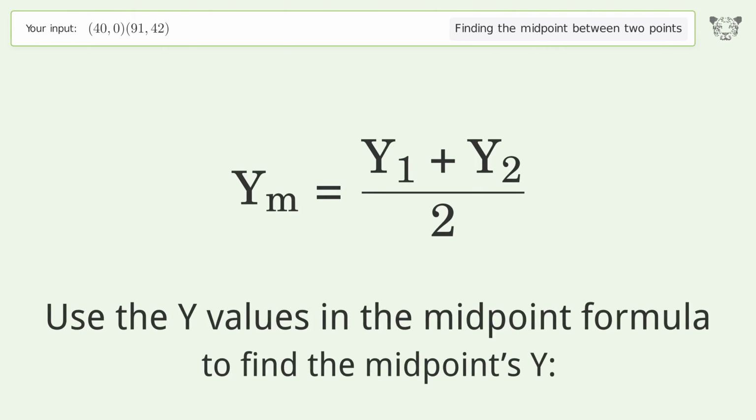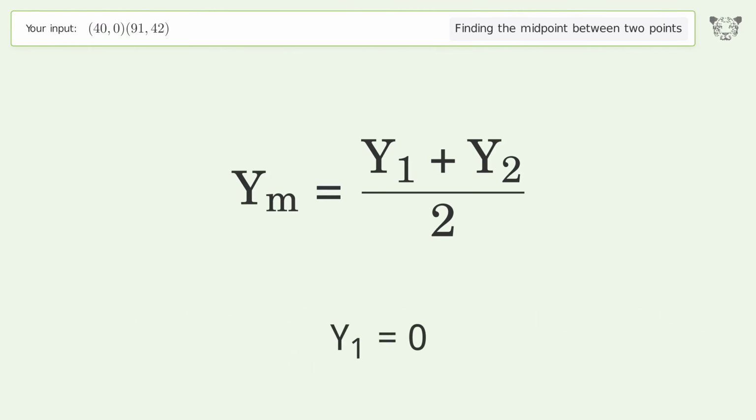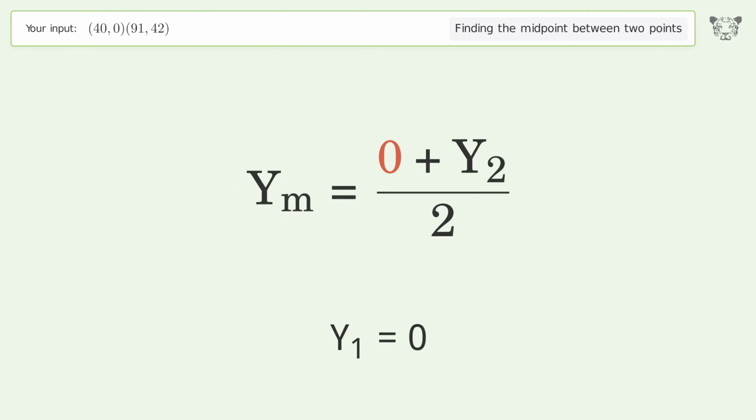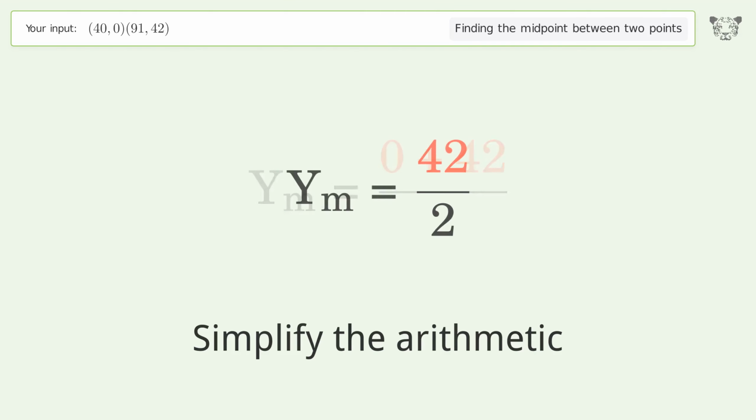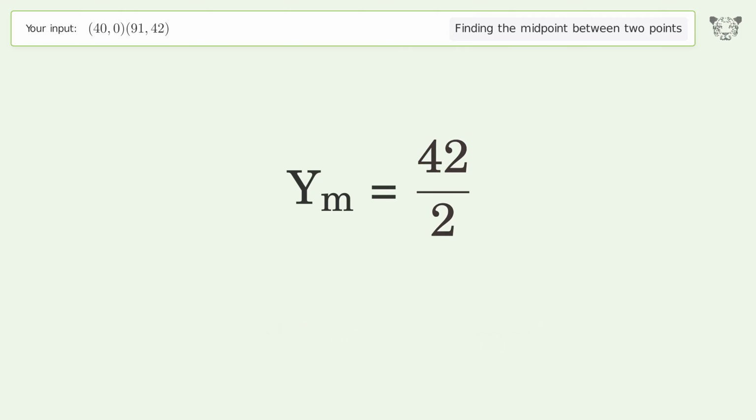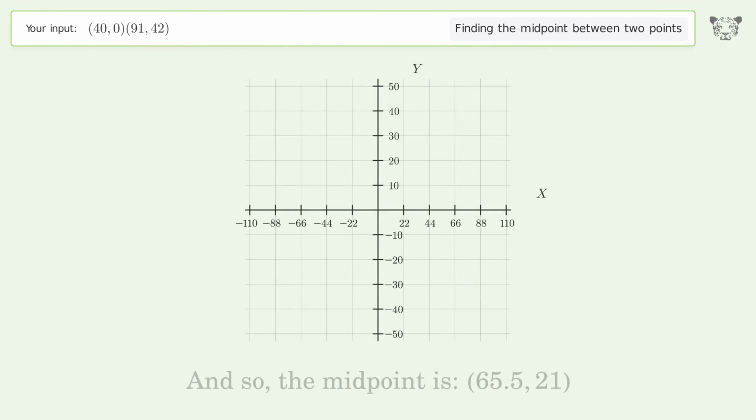Use the y values in the midpoint formula to find the midpoint's y. y1 equals 0. y2 equals 42. Simplify the arithmetic. And so, the midpoint is 65.521.